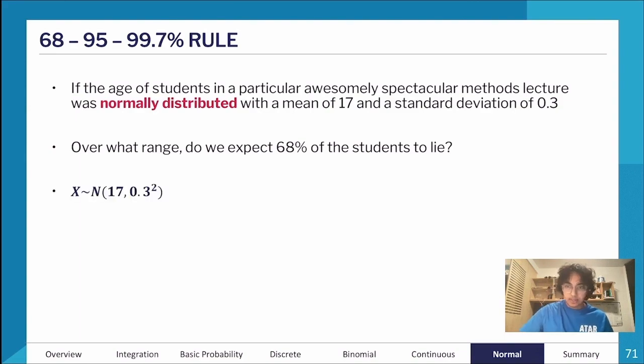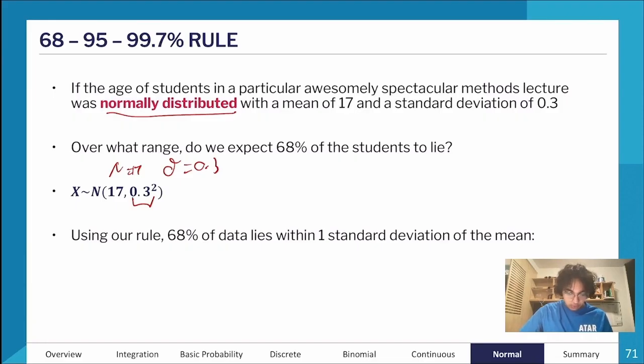Well, we have a normal distribution, which is what they've said, normally distributed here. So the mean was 17, and the standard deviation is 0.3. Here, again, that represents the variance, so that's just sigma squared. So you can just write 0.3 squared.